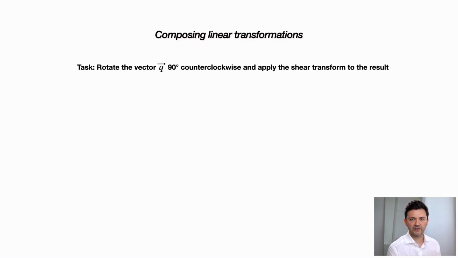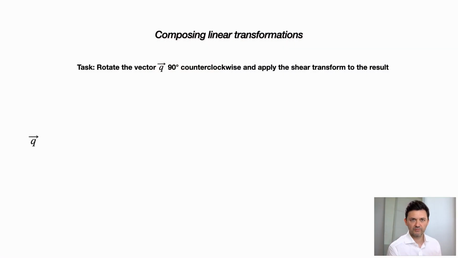So what we have seen is how a single linear transformation transformed the space. But what if we wanted to compose more than one linear transformation? How can we do it? So our task is to rotate the vector q, whatever it is, 90 degrees counterclockwise, and then apply the shear transform to the result. So now we can already know that this vector q is a two-dimensional vector.